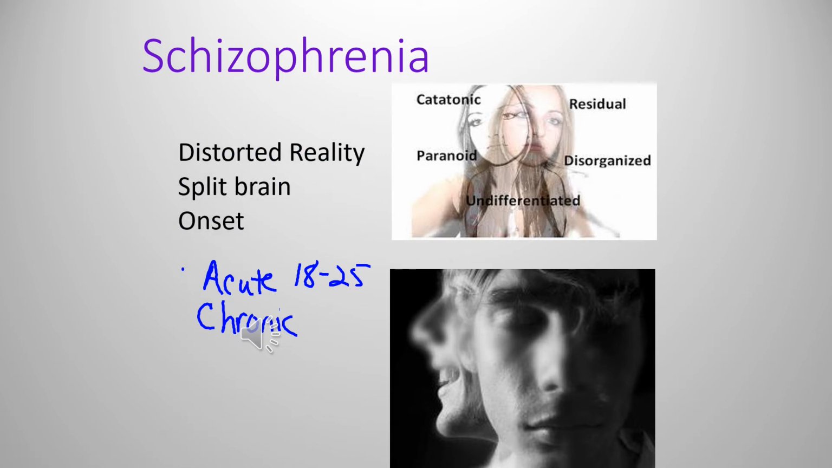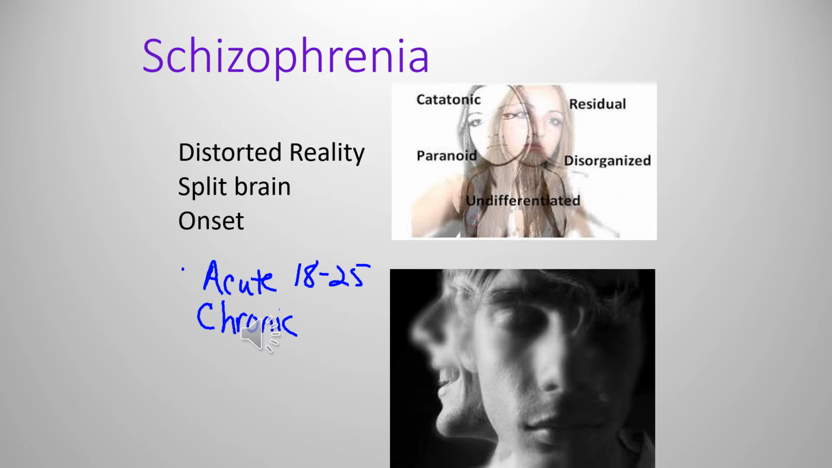In this lesson, we'll look at two psychotic disorders, schizophrenia and dissociative identity disorder. Schizophrenia means split brain. A person with schizophrenia has a distorted reality. What is going on in their mind, the things that they are experiencing, are very different from everyone around them.